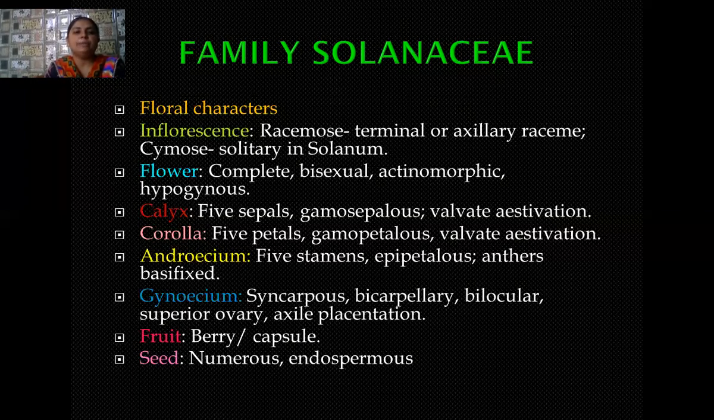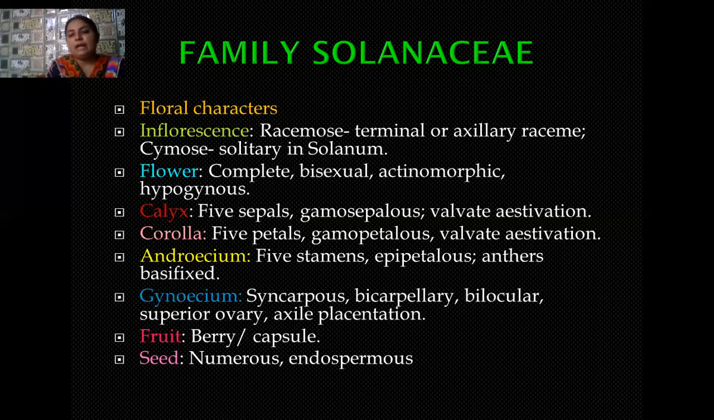Then we have androecium. So 5 stamens. And epipetalous condition means all the stamens are fused with their petals. And anther basifixed, that is the fixing position of the anther is base. Gynoecium, syncarpous condition is there. Bicarpellary, how many carpels are there? 2 carpels are there. And this bicarpellary condition forms a bilocular ovary. So 2 chambers are there in the ovary. All the carpels are fused, so that's why syncarpous condition.